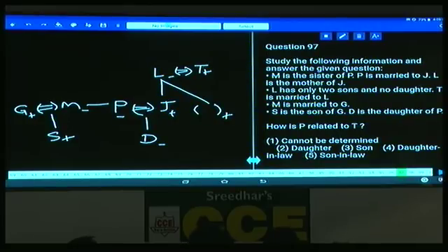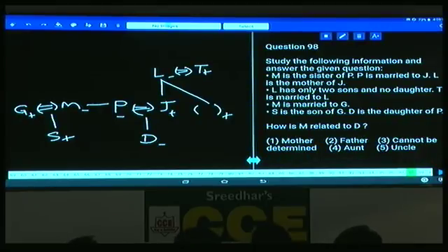How is P related to T? T's son is J, son's wife, daughter-in-law. That is choice 4. Question number 97, choice 4. 98. How is M related to D? D's mother, mother's sister. Mother's sister is aunt. Aunt, that is given in choice 4.